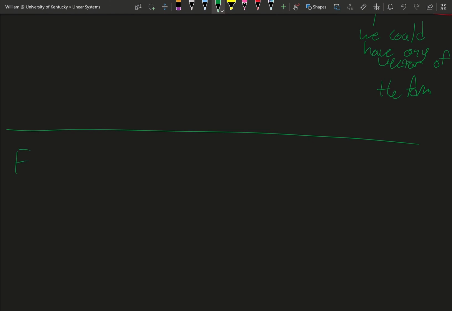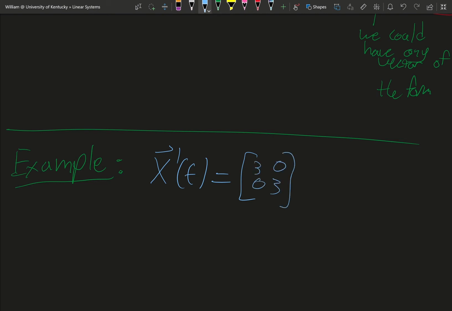So I'll do 2 more examples. This first one is pretty quick. It's important to note that just because your characteristic polynomial has only one root, meaning you only have one eigenvalue, that doesn't mean you're necessarily going to be of that form. So we'll look at a real simple example.